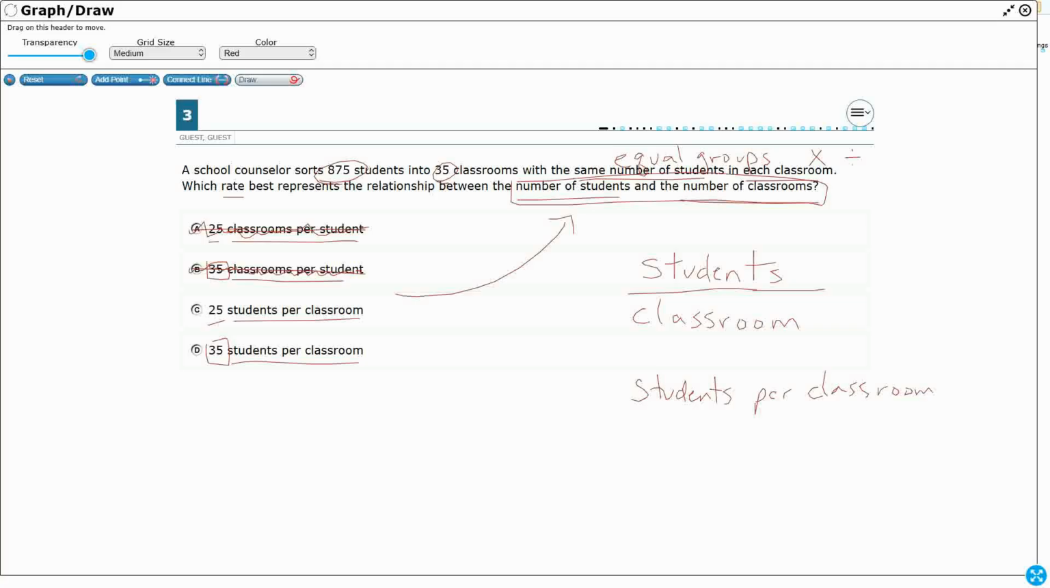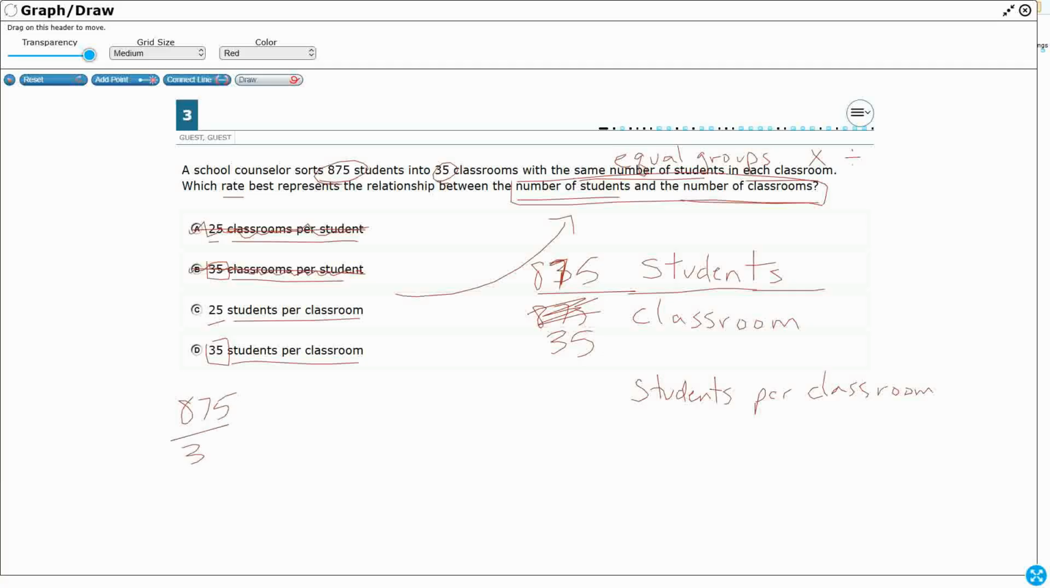So if a student finds 25 or 35, they might quickly select that answer without even reading the words behind it. Always read the words behind it. So let's see. I've got 35 students for 875 classrooms. So let's reverse that. That doesn't make any sense. 875 students. There we go. Let's read that correctly. 35 classrooms. That makes a little bit more sense. I thought 875 was a little bit too big.